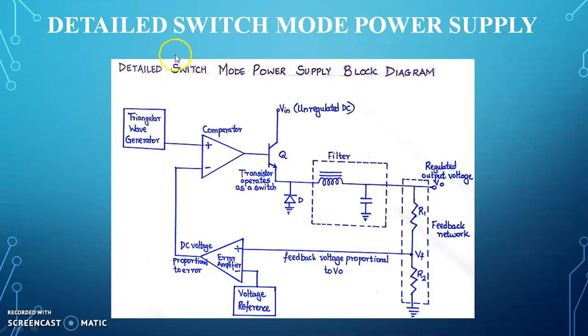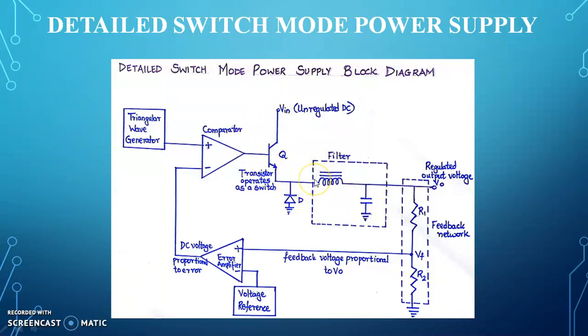Next we have the detailed switch mode power supply. In this diagram, there is no PWM generator as in the previous block diagram we had seen. The input is unregulated DC voltage. But for instance, if we have to convert an AC signal into a regulated DC signal, then as we had seen in the linear regulated power supply, the AC signal is converted into an unregulated DC signal with the help of a transformer, a rectifier and a filter. So the unregulated DC signal obtained is given here to the transistor.